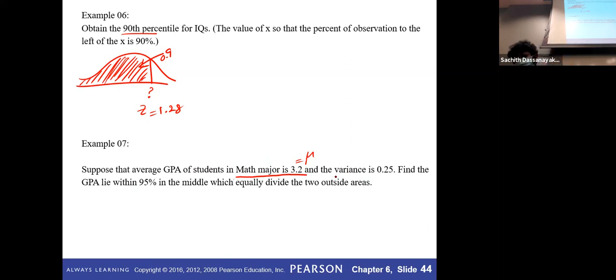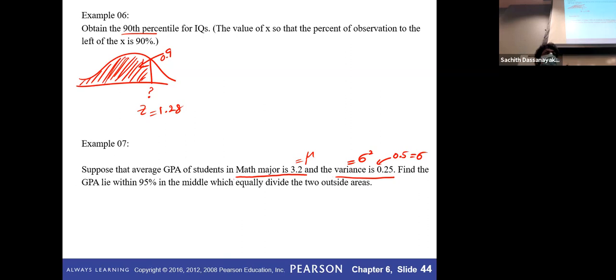This is variance, which means sigma squared. So if you need to find the standard deviation, simply take the square root. This is going to be 0.5 standard deviation, which means sigma. Sorry, I didn't see that. Otherwise, I will change it, but I didn't see it.